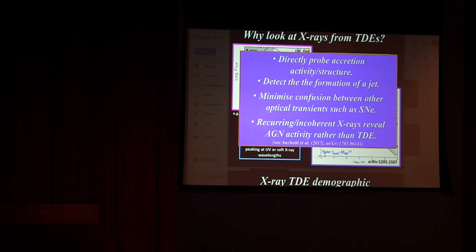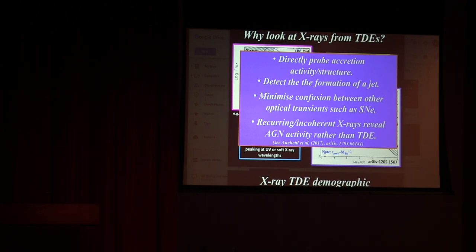But I think more importantly, if one is able to look at years of data associated with these events, and you detect either recurring or incoherent decaying X-ray emission from a transient, you can quickly rule out that it is a TDE because it's more indicative of an AGN. So this gives a very broad picture of how to characterize whether it is a TDE or not, as well as giving real information about the physics and properties associated with these sources.